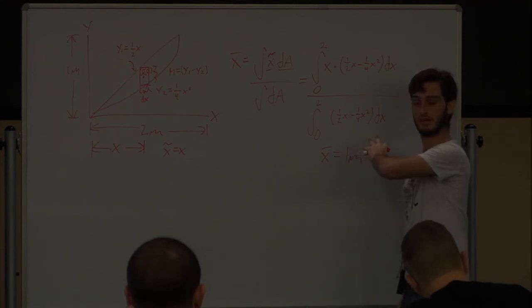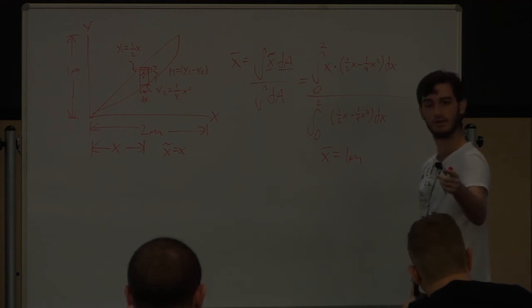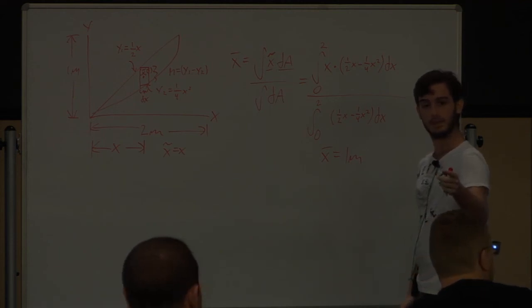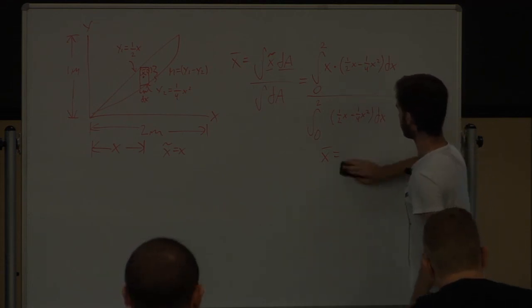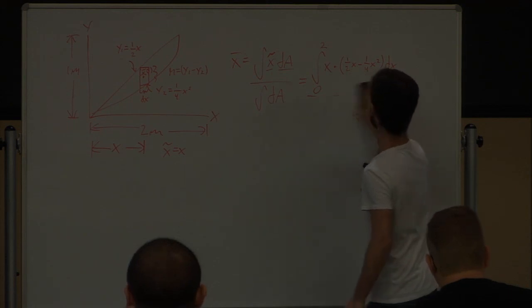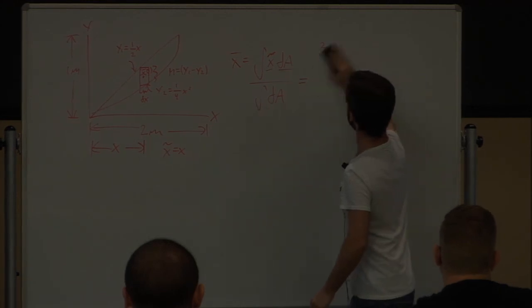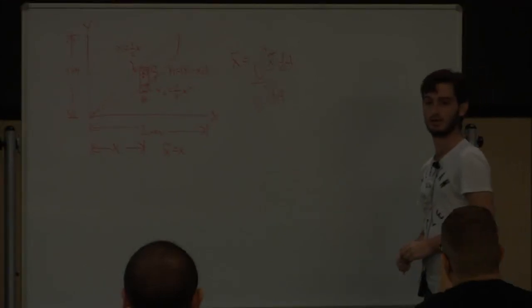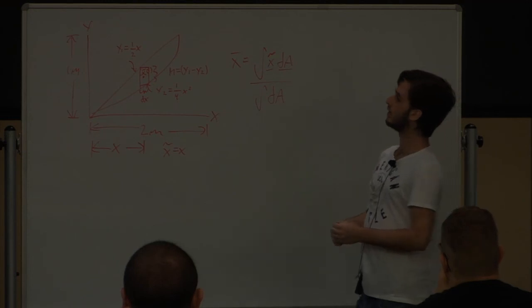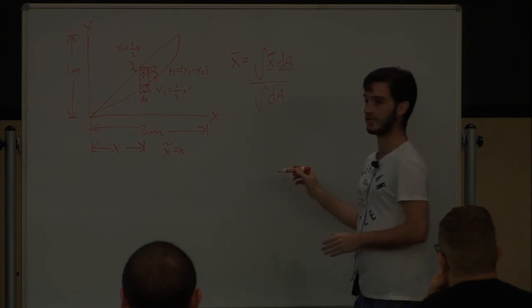Now, if you want to find y, you have to reverse the process, find the x of our equations, and then you're going to use y. Just because you're integrating with respect to a certain variable, it doesn't mean that that's going to give you your x bar or your y bar. It all depends on the formula.